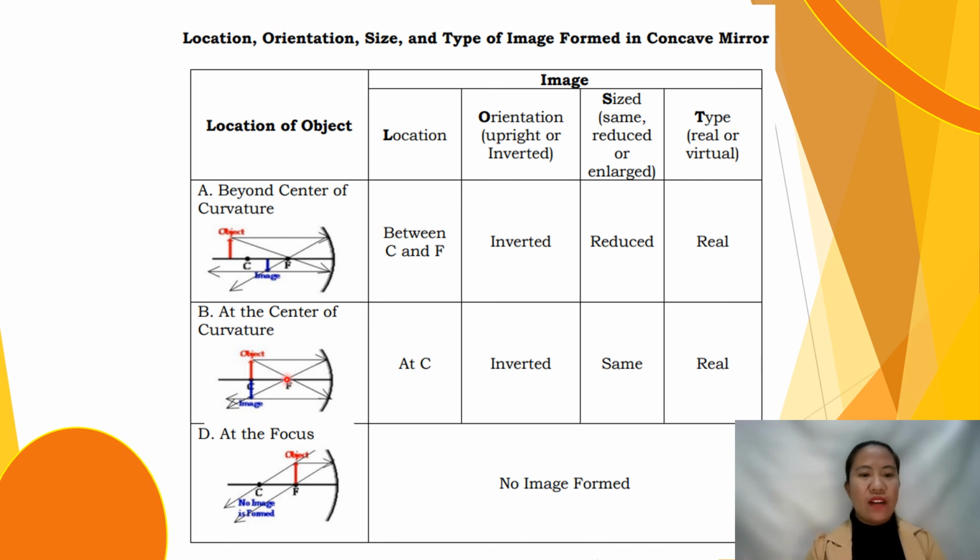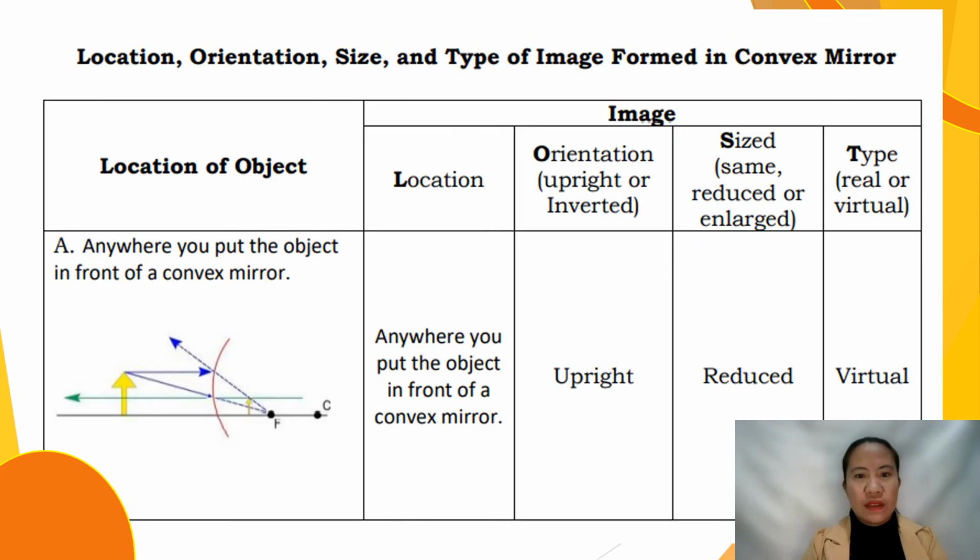Okay, when you have an object placed at the center of curvature, the image will also be located at the center of curvature, but then it will still be inverted, but it will have the same size as the object and real. Then when you have an object placed at the focal point in front of this concave mirror, there could be no image formed because of the proximity of the object to the mirror.